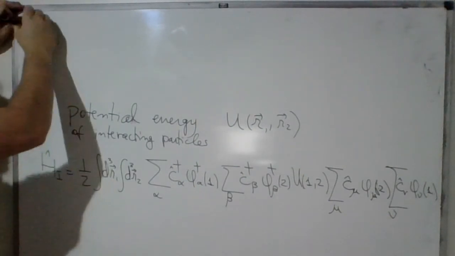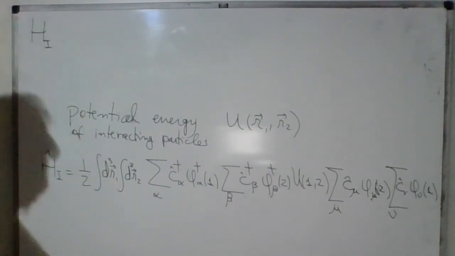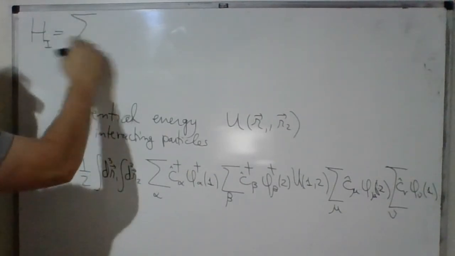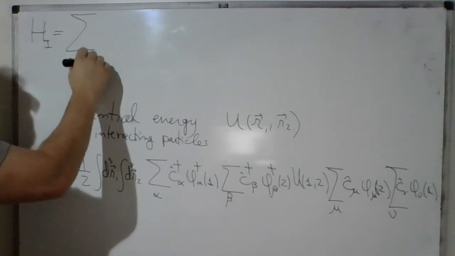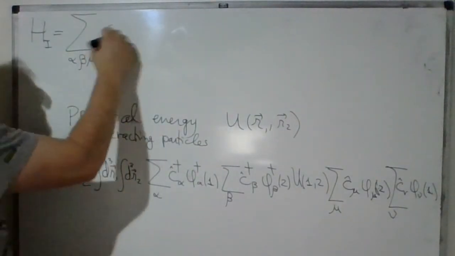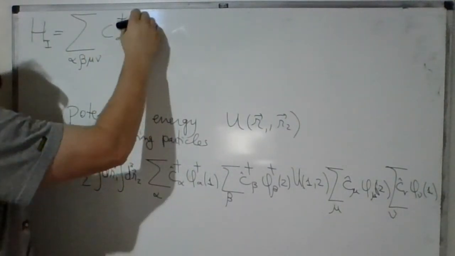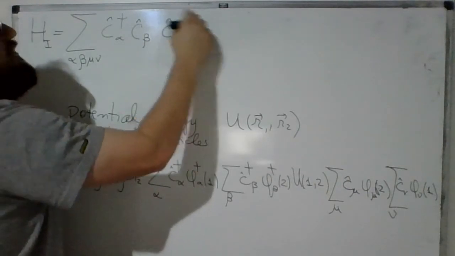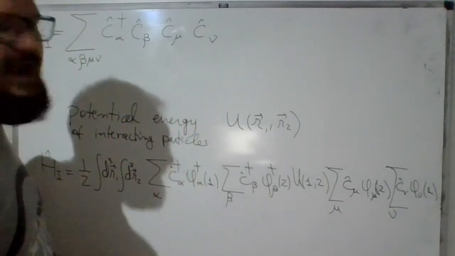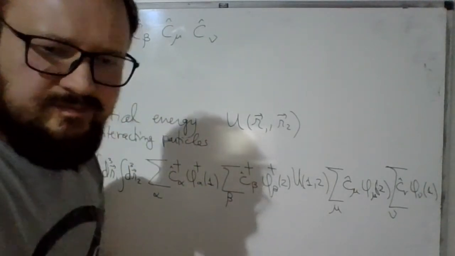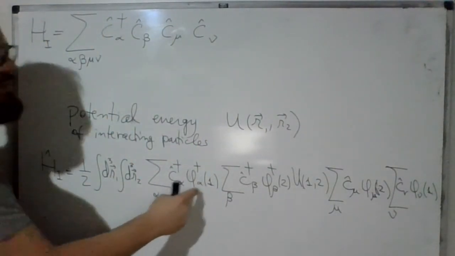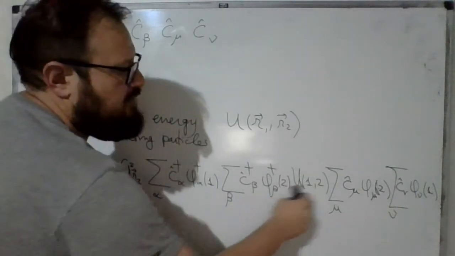And now in general, for a second order, what we will have in the end is a Hamiltonian which corresponds to interaction between two particles. It is given by a summation over alpha, beta, mu, and nu, because there are alpha, beta, mu, and nu indices: C alpha dagger, C beta dagger, C mu, C nu. Okay, they are just operators. They do not depend on position.